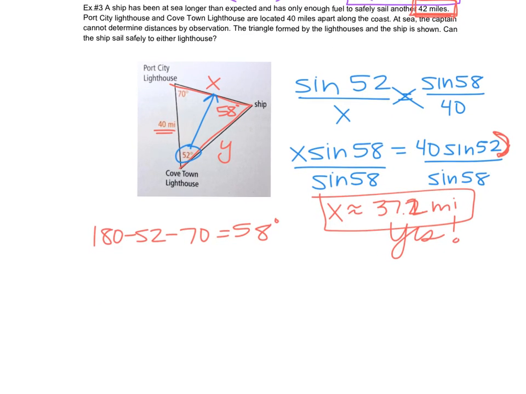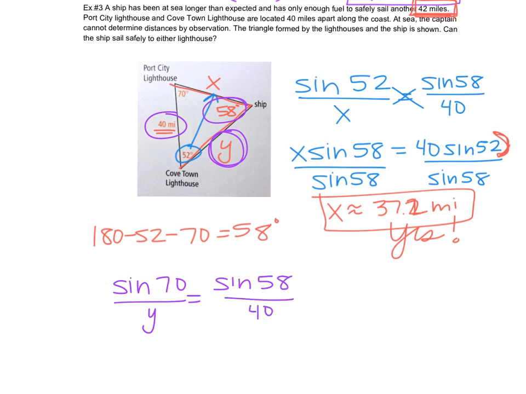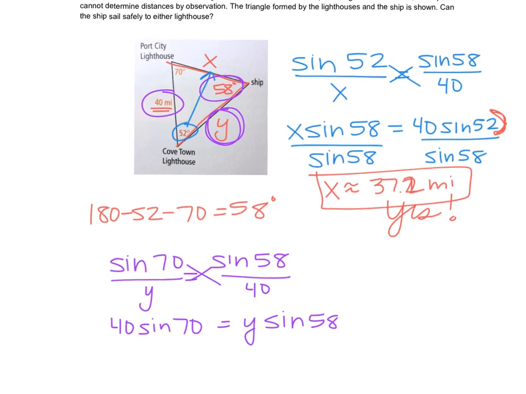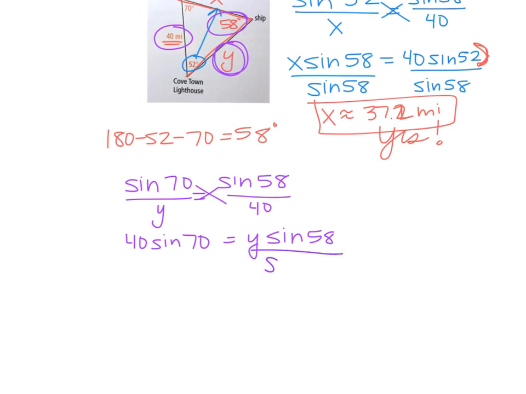What's that setup going to be? So now we're solving for Y. What's associated with the Y? Sine 70. Okay, so we're going to say sine 70 over Y is equal to, and then go back to the one we already used, right? Those two, sine 58 over 40, and cross multiply that. So we get 40 sine 70 equals Y sine 58. Okay, and again, we're just going to divide by sine 58.